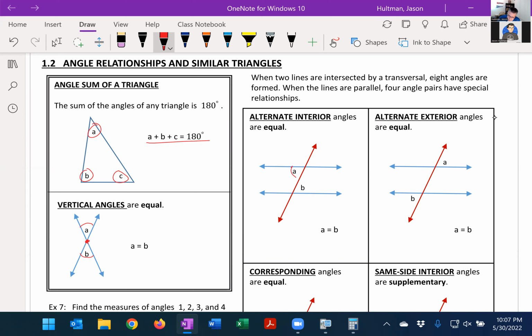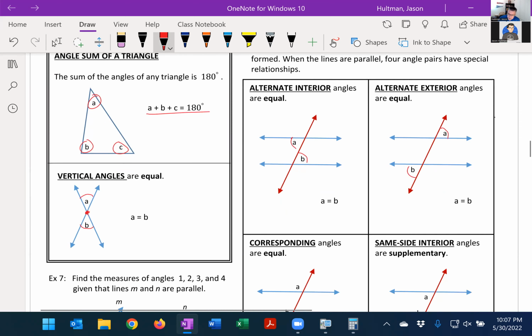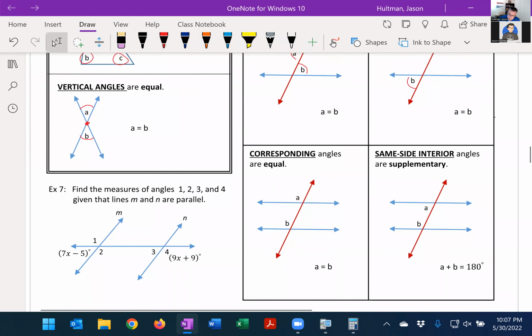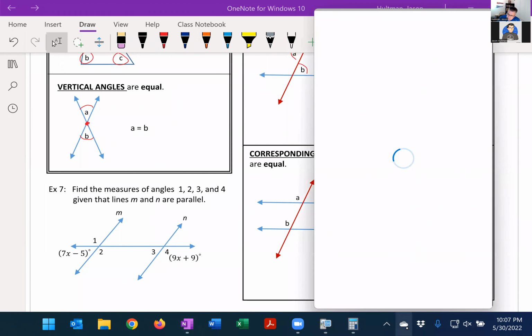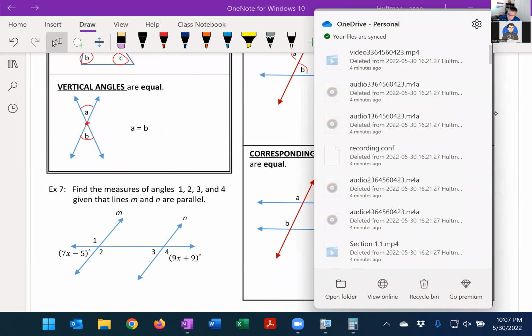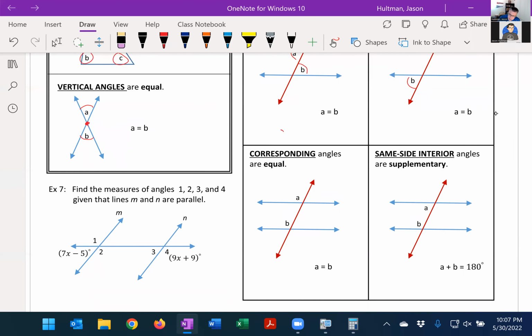Alternate interior angles, A and B here, are also equal. Alternate exterior are also equal. Okay, so corresponding angles are the same angle on a transversal. This red line is called a transversal because it transverses parallel lines. They're in the same position, but just on a different line. Same position, just a different line.